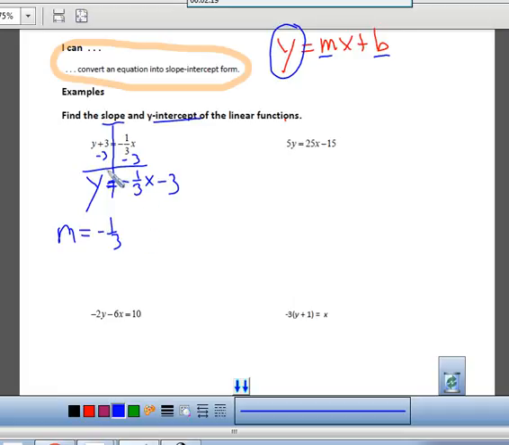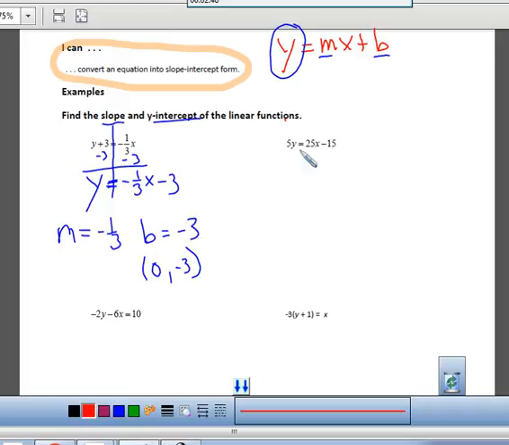But it's always good to set it up like this because sometimes if we have to multiply both sides or divide both sides by something, this number will change. And then the b is negative 3. Remember, that means it's the point (0, negative 3), the y-intercept. Okay? Alright. The next equation.